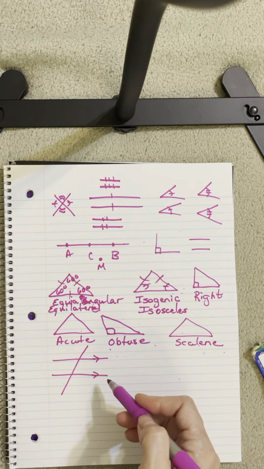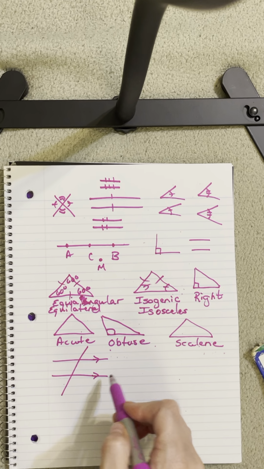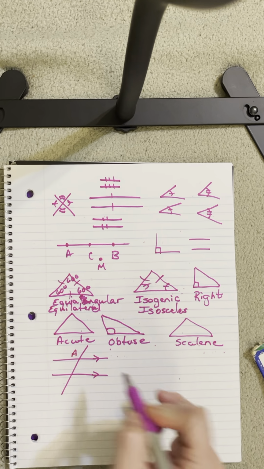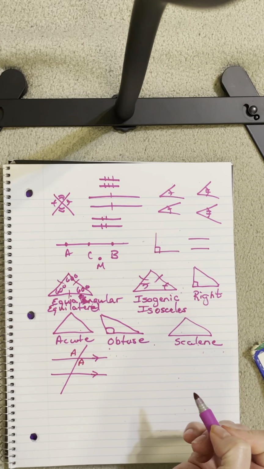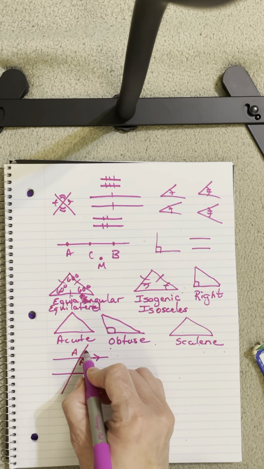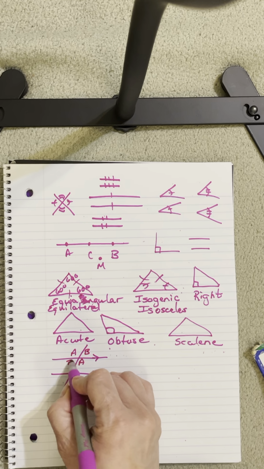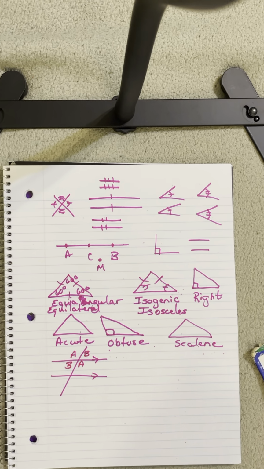This transversal line has created vertical angles. So if I choose to label this one A, then I know that its vertical will also be A. If I label this one B, its vertical will be B. I know that A plus B forms a line, so it equals 180 degrees, whether it's these two, these two, these two, or these two. They all form a line.